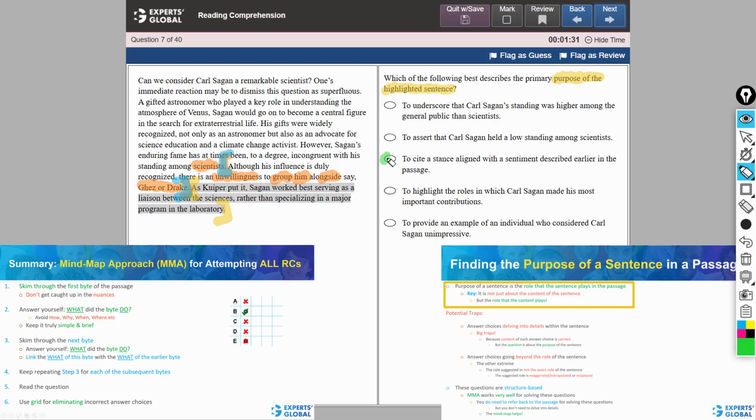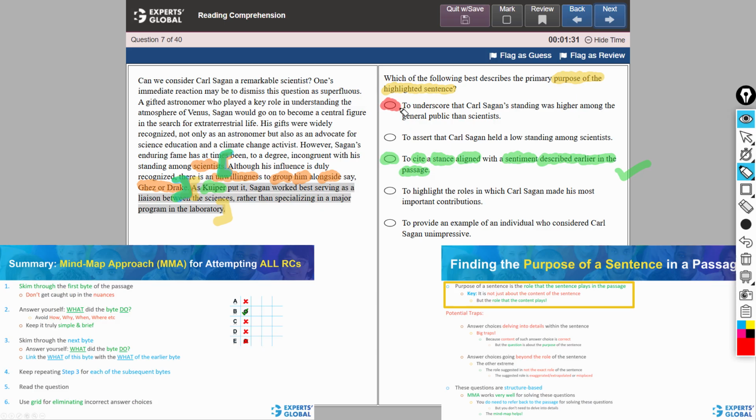Answer choice C is quite along similar lines. Yes, it cites a stance, as in a position taken by this specialist here, and this position does align with a sentiment described earlier in the passage. In fact, the sentiment described just in the previous sentence, as we just discussed. C is going to be the correct answer choice. Let's discuss the other answer choices.